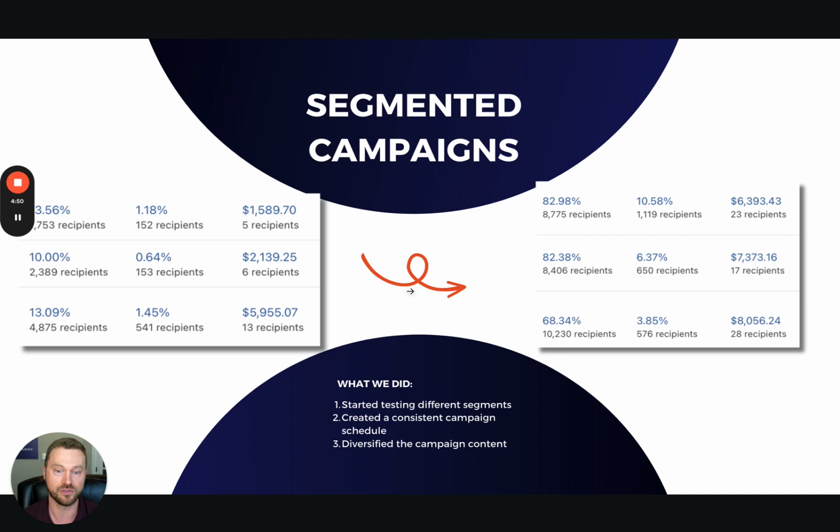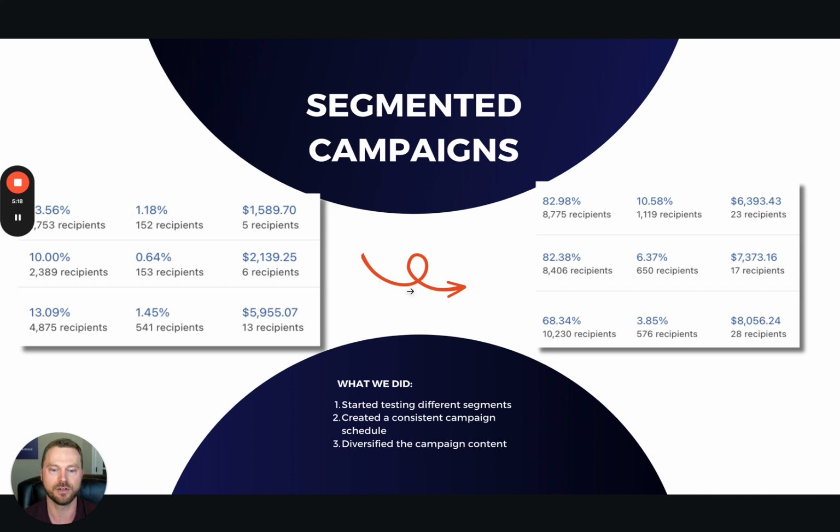And you don't even have to go crazy with the personalization. You can really even just start with engagement-based segments just to get going, just to make sure that you are maintaining good engagement, and that's going to show Gmail and Yahoo and the other inboxes that you are a trustworthy sender, and it's more likely for your emails to end up in the inbox. So what we did here is we started testing different segments. We created a consistent campaign schedule, and we diversified the campaign content.